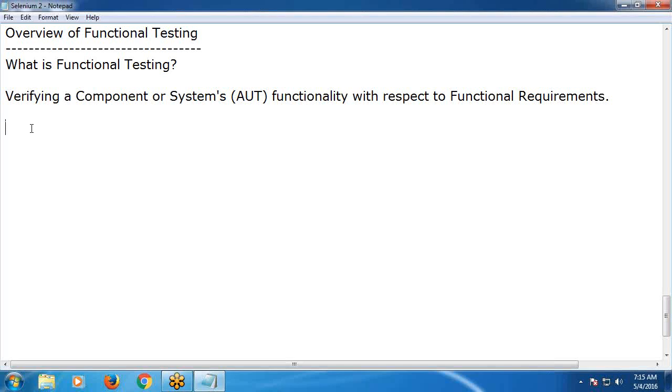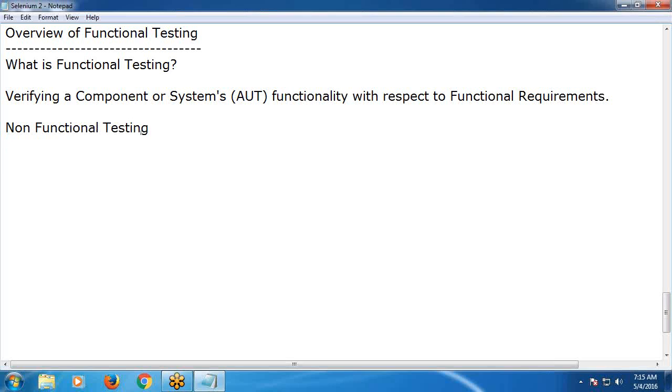Okay, next, one more important category is there. Functional testing. Next, non-functional testing is also there. For example, performance testing is non-functional testing. Reliability testing is non-functional. Next, configuration testing. Next, usability testing. Availability testing. Localization testing. All are non-functional.